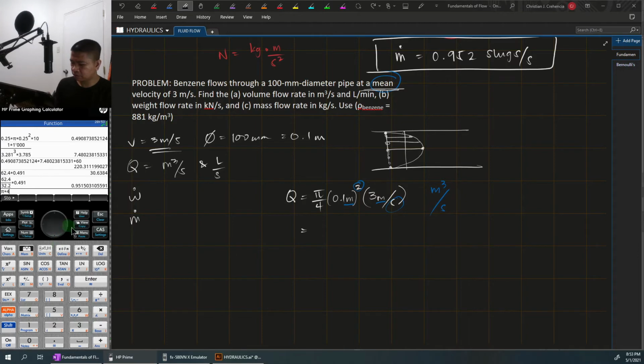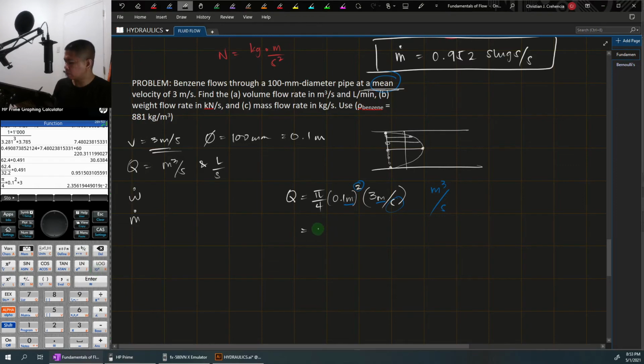So meter squared times meter is meter cube, then per second. Pi over 4 times 0.1 squared and times 3. Okay, so we have 0.02356 cubic meter per second.